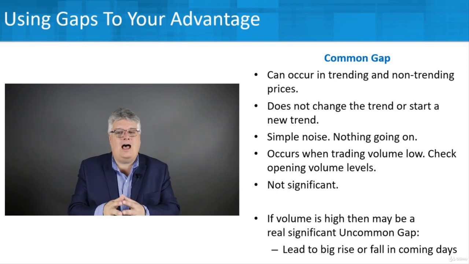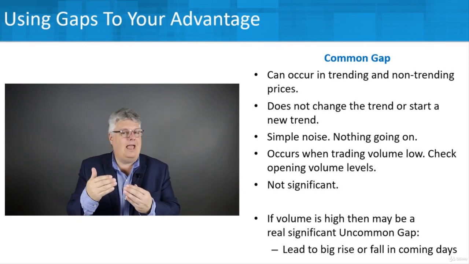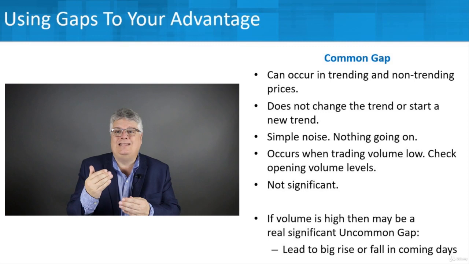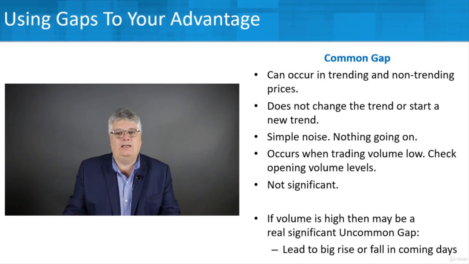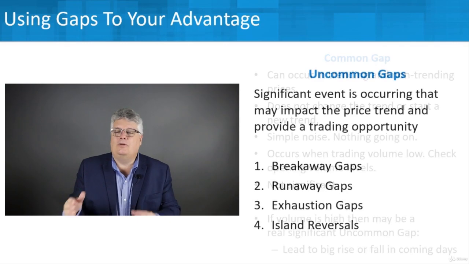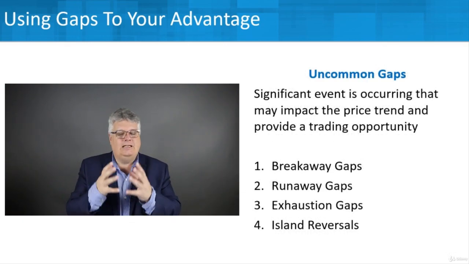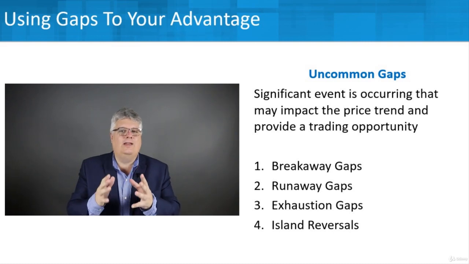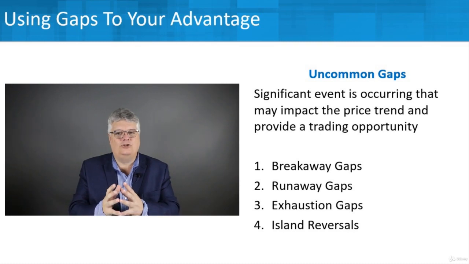So if that volume is high and there's a gap, then you might have something that's really significant, which is the uncommon gap, and that could lead to a big price rise or fall in the next coming time periods, like days, in the next coming days. So an uncommon gap is a significant event that is occurring that may impact the pricing trend and provide a great trading opportunity. So what we're really looking for is uncommon gaps.